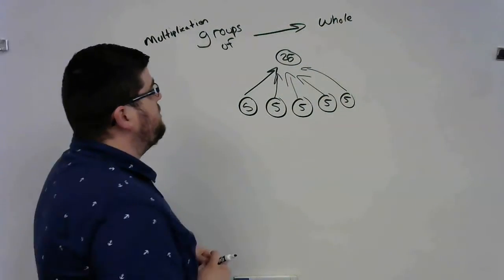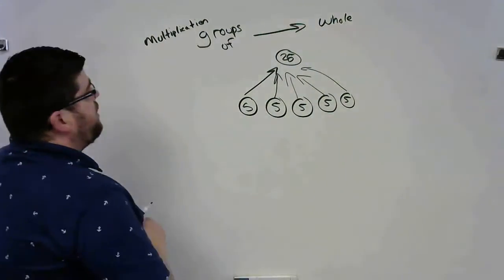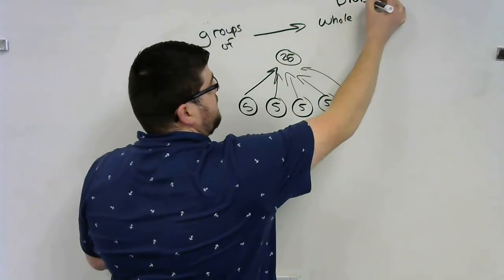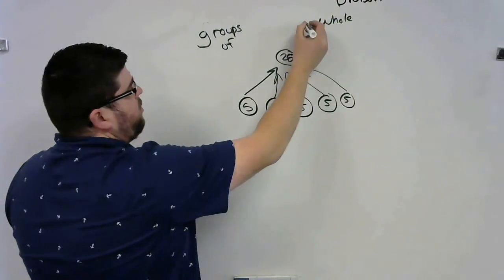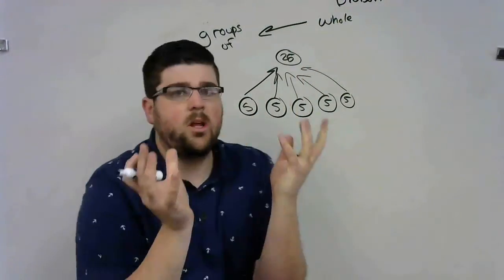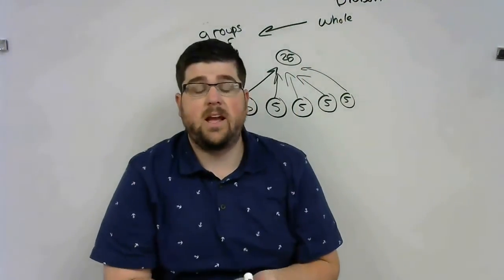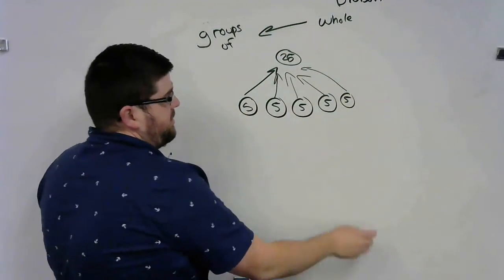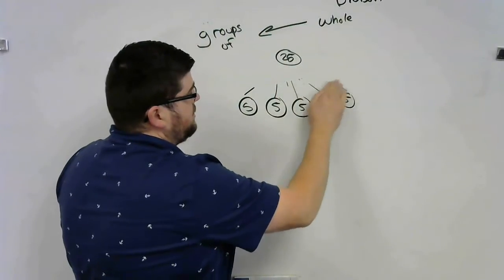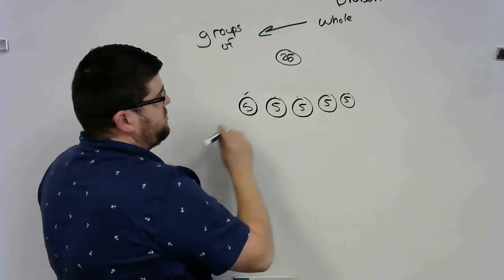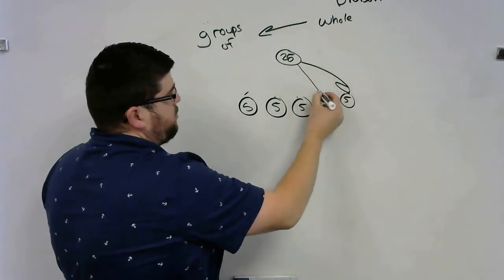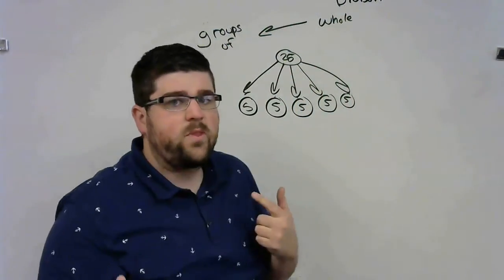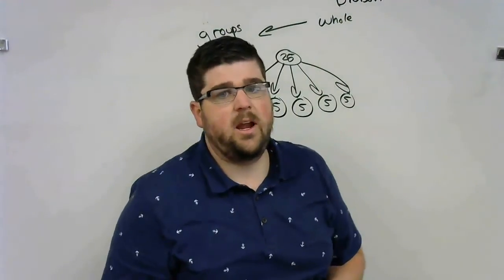But with division, it's going the other way. With division, you are starting with a whole. You're starting with a whole amount, and you're breaking it down into groups of something. So instead of all these 5s combined to equal a single 25, the arrows are going the opposite direction. The 25 is going to break down to equal groups of 5. So they are the same. They're very related. It's just which direction the arrow is going.